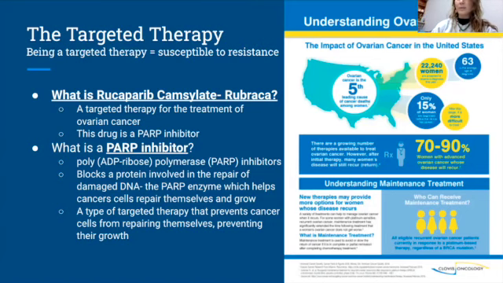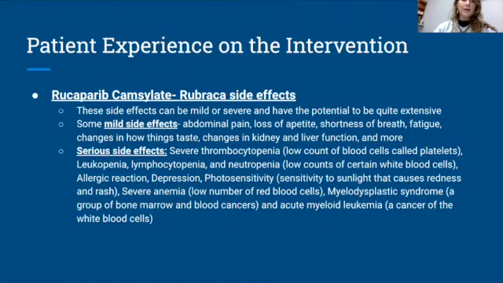So it's a targeted therapy, so it is susceptible to resistance, and it is a PARP inhibitor, meaning that it blocks the activity of the PARP enzyme, which helps to repair DNA damage in cancer cells. So those cancer cells are unable to repair that damage, and that prevents them from growing. And then you can check out this infographic to get more information about how prevalent ovarian cancer is, the effects on women in the US, and the treatments and reoccurrence for that.